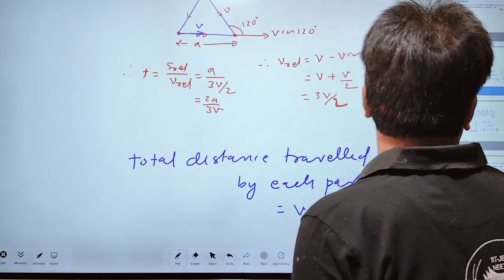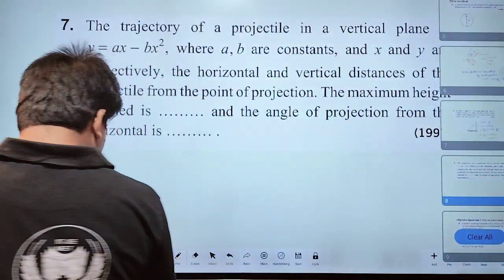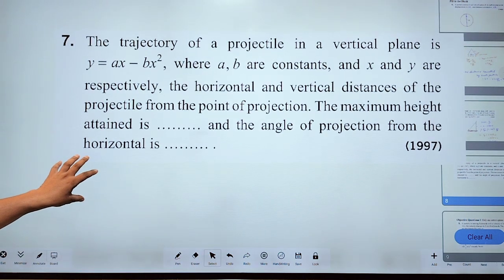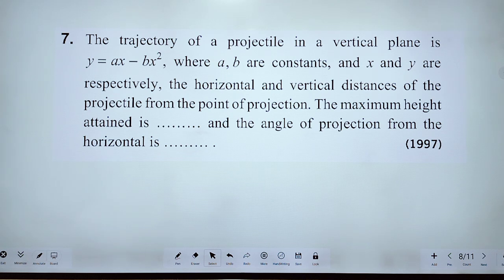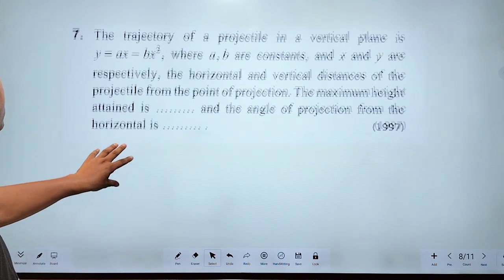Now I am going to solve question number 7. This question is from projectile motion. The trajectory of a projectile in the vertical plane is y is equal to ax minus bx square, where a and b are constants, and x and y are respectively the horizontal and vertical distances of the projectile from the point of projection. The maximum height attained and the angle of projection from the horizontal are to be found.